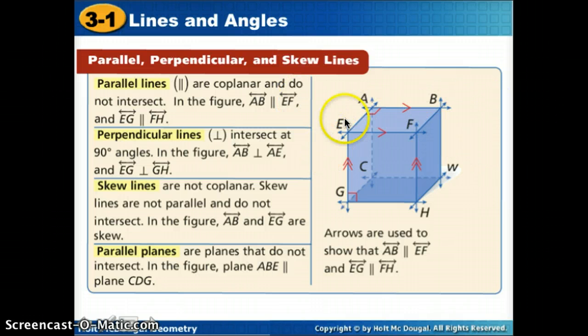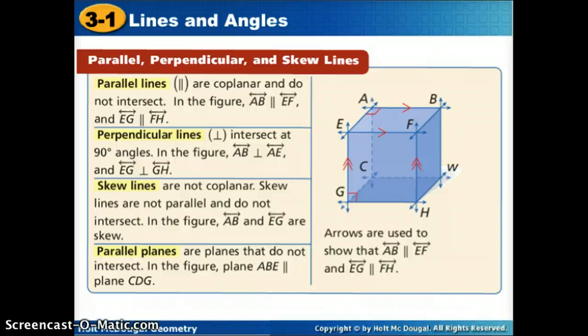Skew lines would be more like AB and EG. Notice they'll never touch, but they're not on the same plane. So here's EG going up and down, AB goes left to right, but it's further back, so they'll never cross. We'll look at some more real-life examples of that when we come into class, because it's hard to see on a flat picture. We also have parallel planes.